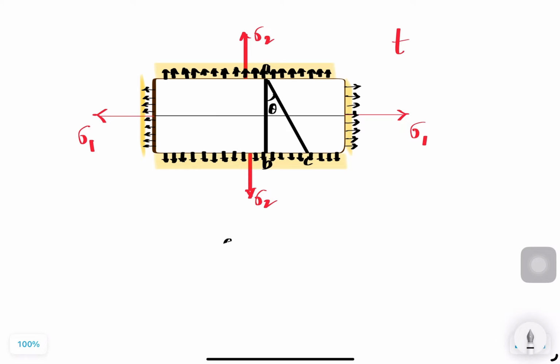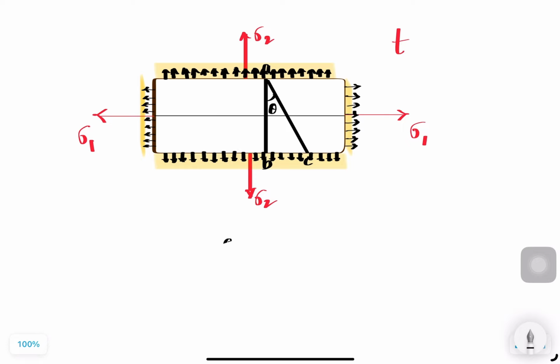So to begin with, you could see the rectangular member. What I mean by rectangular member is it's simply a structure with a certain thickness. You could see that this rectangular structure with a thickness T is subjected to two mutually perpendicular stresses. It is subjected to a pull on either side, that is sigma 1 on either side. And it is also subjected to a vertical pull, that is sigma 2 on either side.